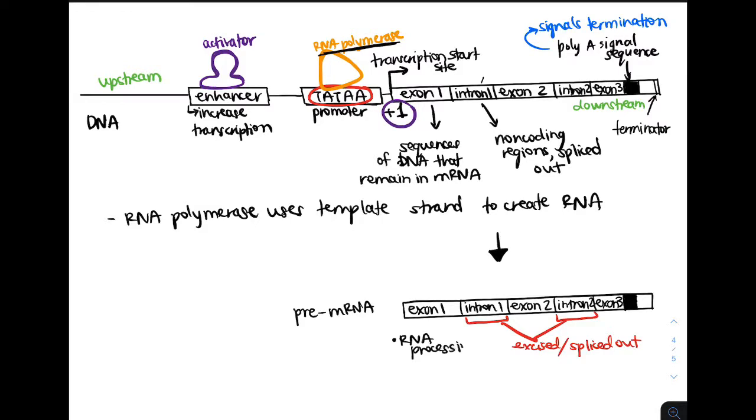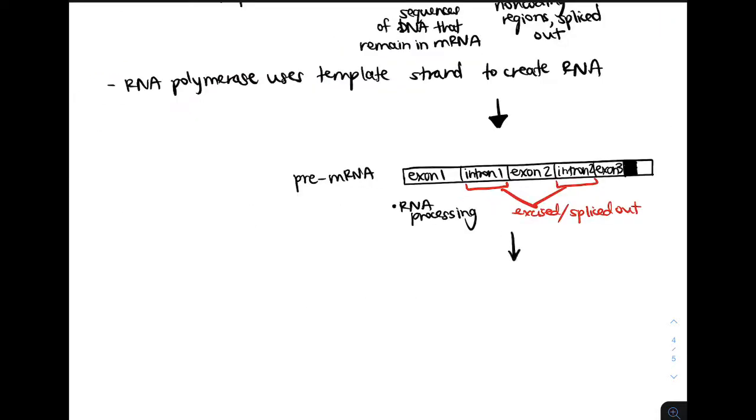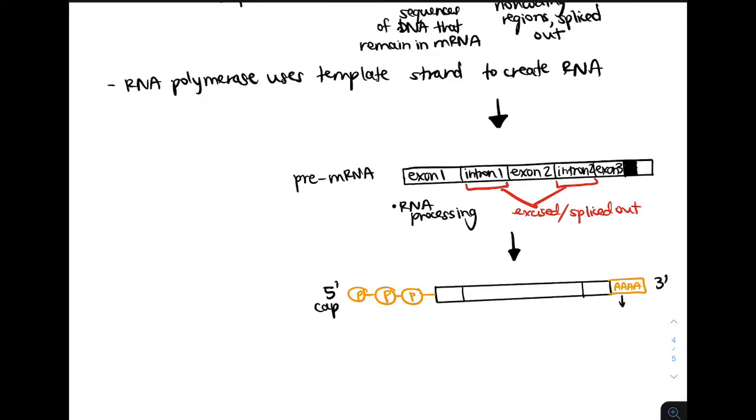We will also add a 5' cap to the 5' end of the mRNA, and then a poly-A tail to the 3' end. The 5' cap will help ribosomes find which mRNA transcripts need to be translated. The 3' poly-A tail will enable the mRNA to leave the nucleus and enter the cytoplasm for translation.